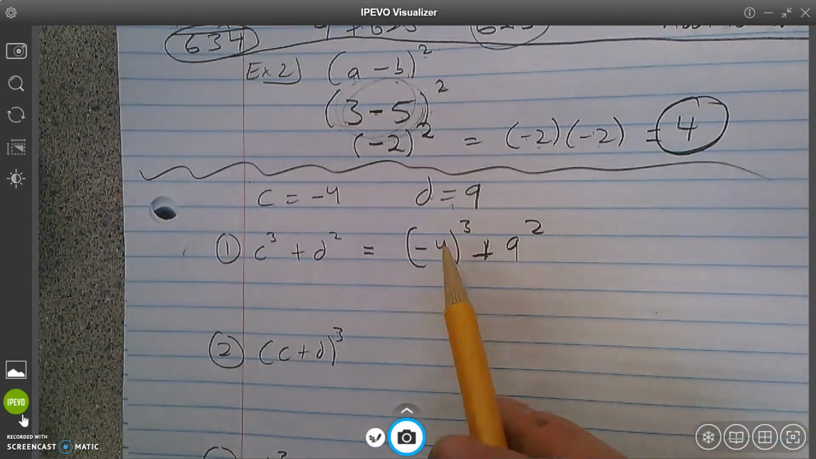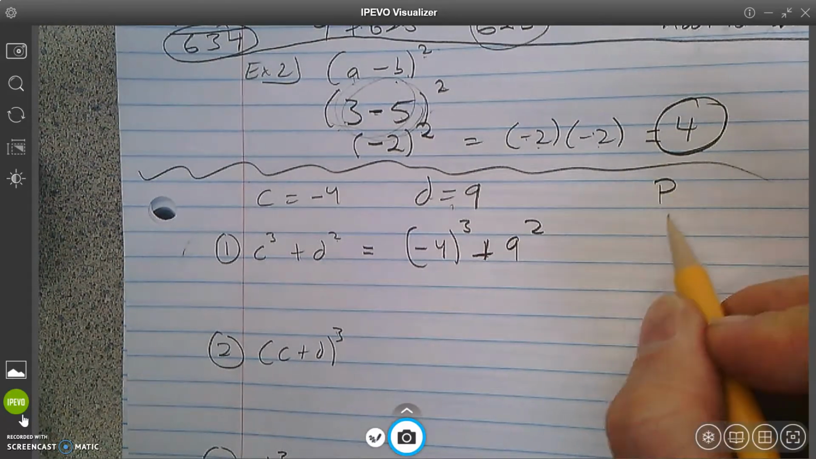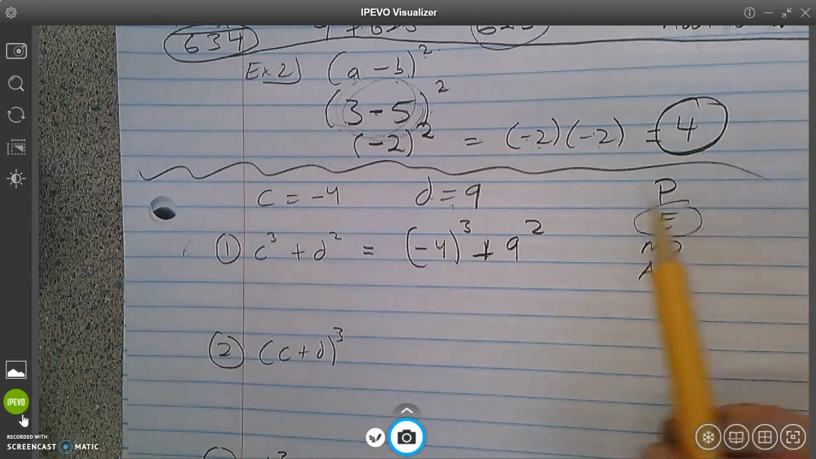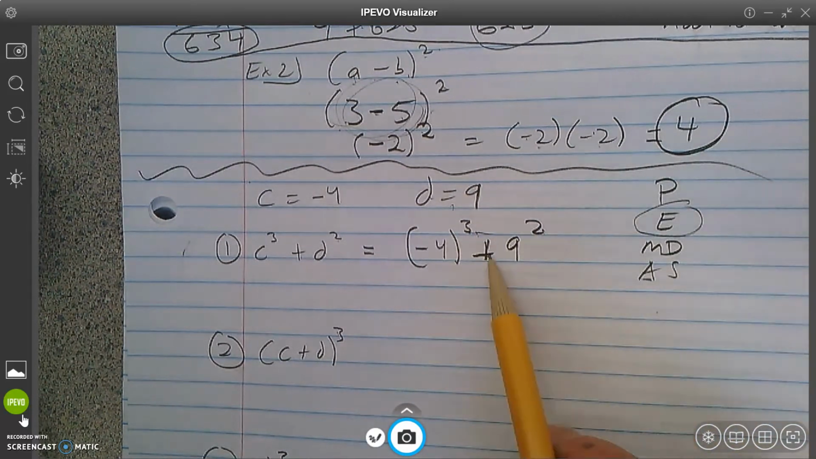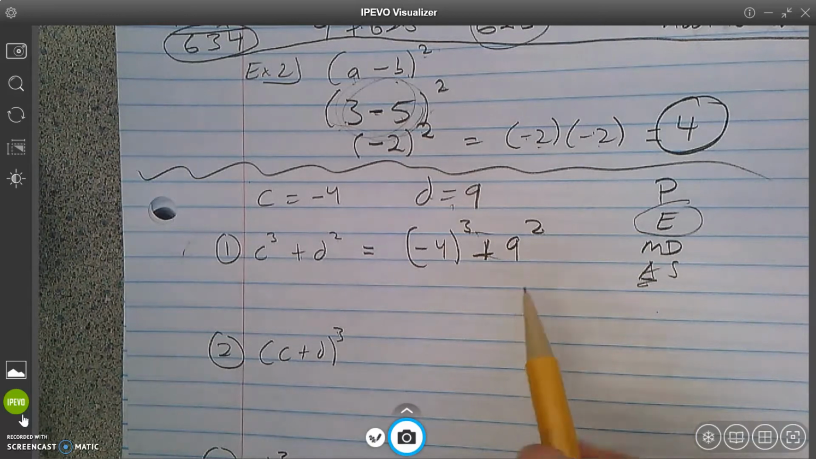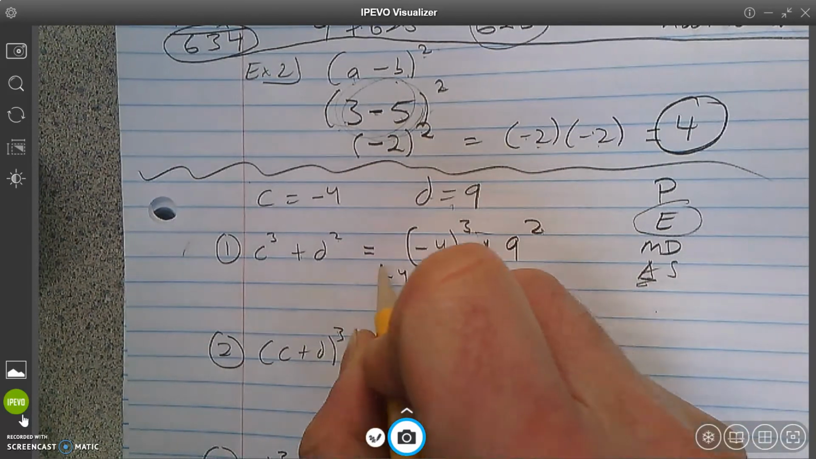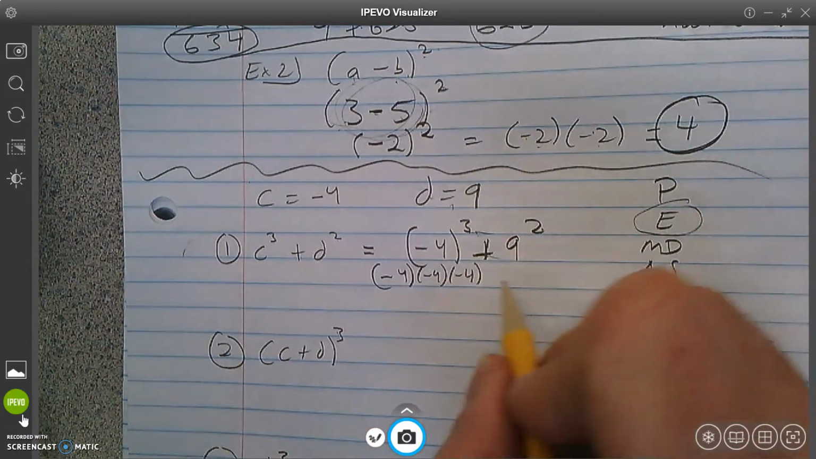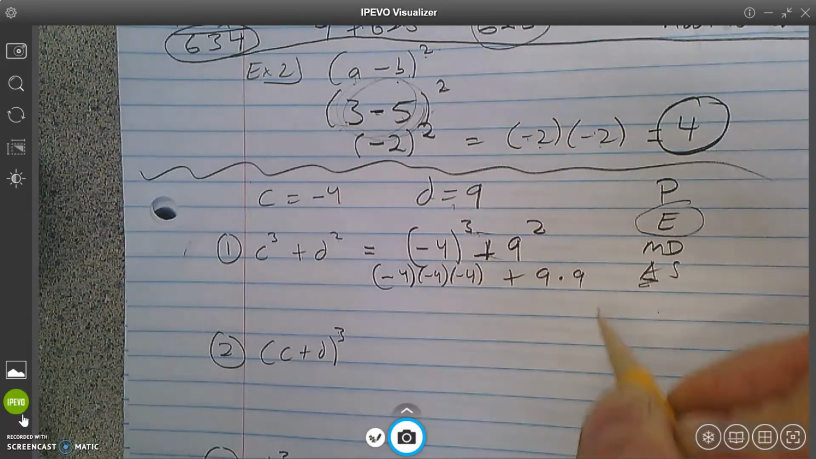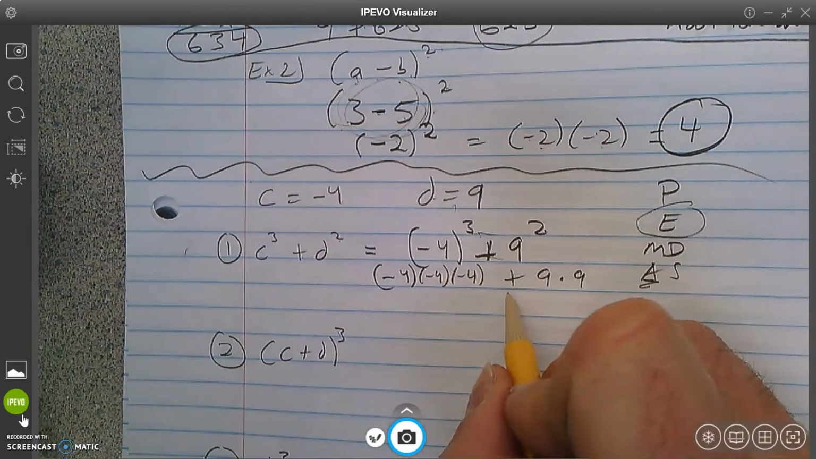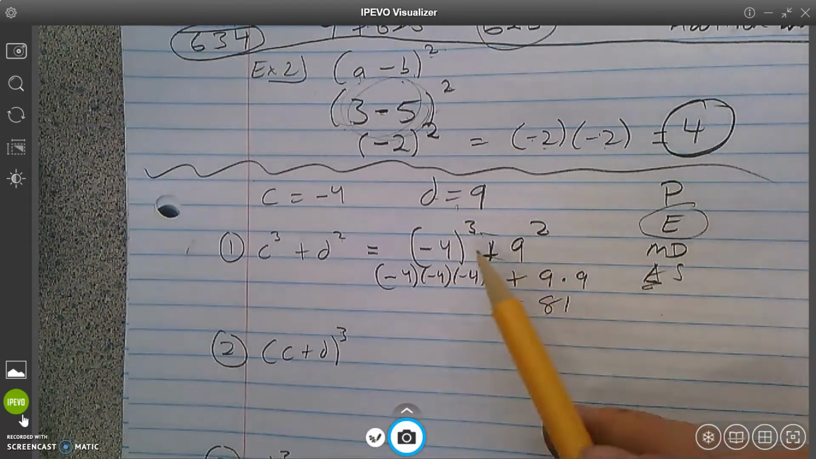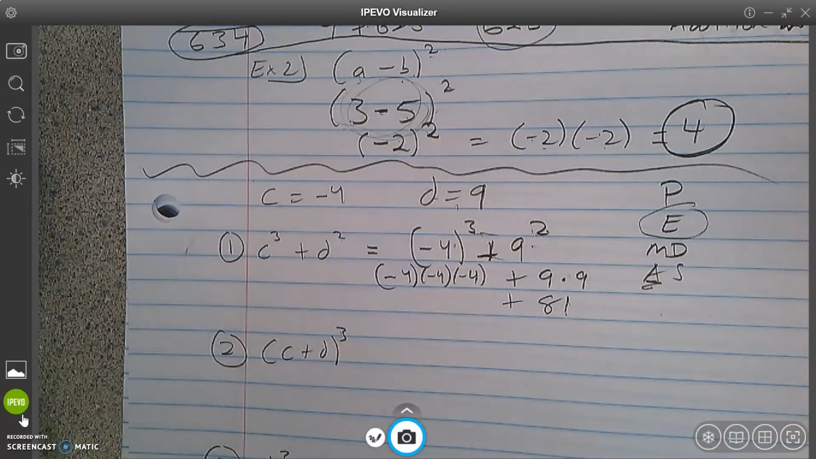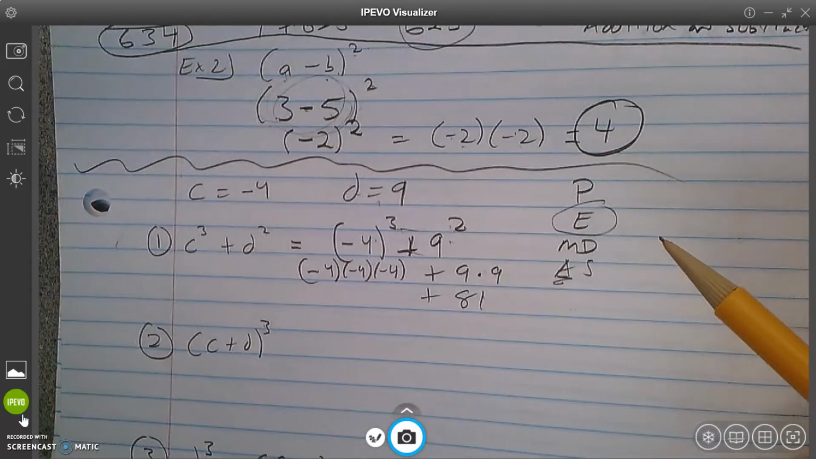Okay, so order of operations. I do exponents first, and then I'm going to add last. So negative 4 to the third power looks like that, and 9 squared, 9 to the second power, looks like that. So this is obviously 81. I don't have to necessarily do it in order. I can do this exponent first, I can do that exponent next. No problem.